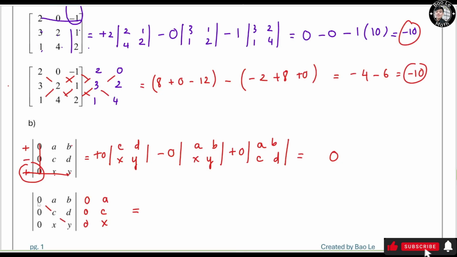It's gonna be 0 times C times Y should be 0. A times D times 0 should be 0. B times 0 times S should be 0, right? Subtract.